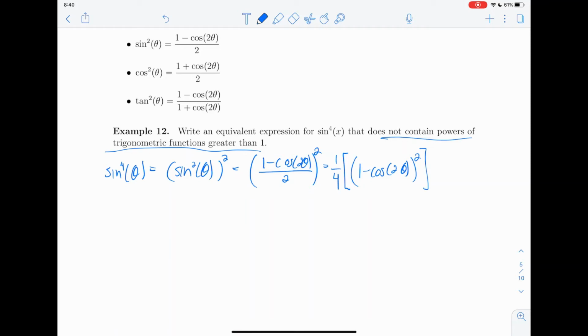If I FOIL that, I should now get 1/4 times, I'll get 1 minus 2 cosine of 2 theta plus cosine squared of 2 theta.